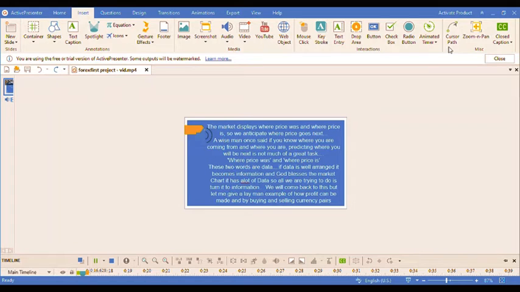The market displays where price was and where price is, so we only anticipate where price goes next. A wise man once said, if you know where you are coming from and where you are, predicting where you will be next is not much of a great task. Where price was and where price is, these two are data. If data is well arranged, it becomes information. And God blesses the market chart. It has a lot of data, so all we are trying to do is turn it into information.